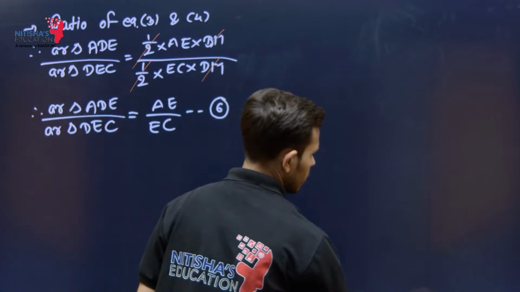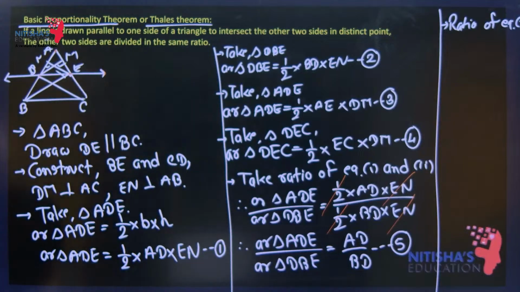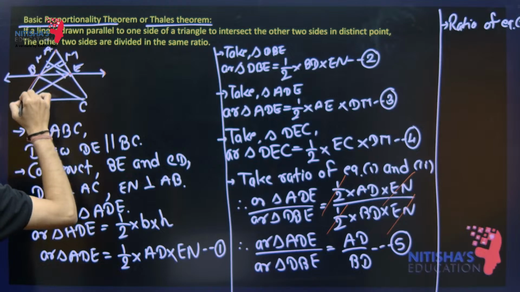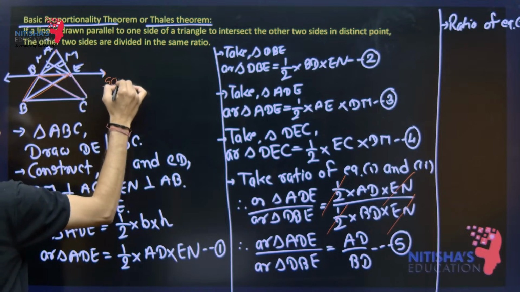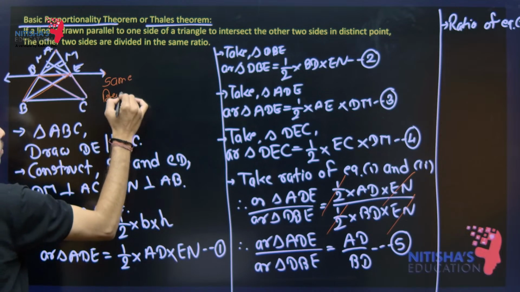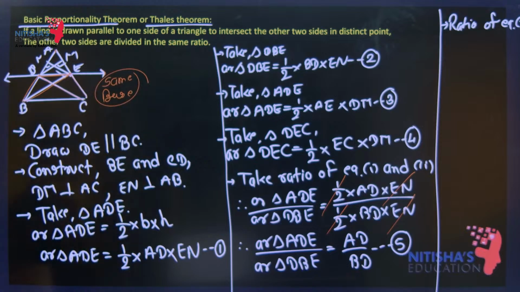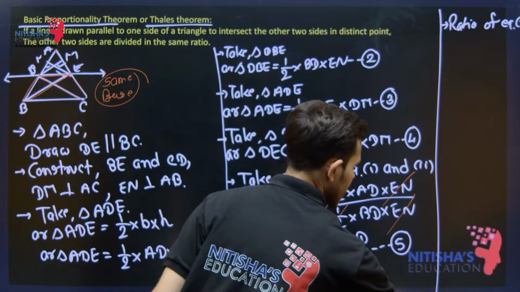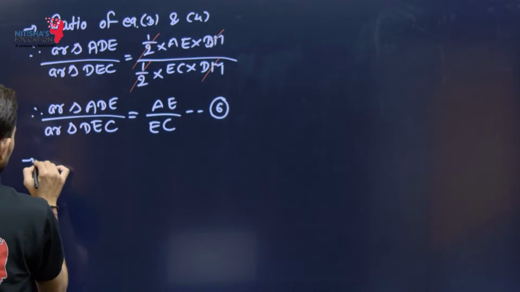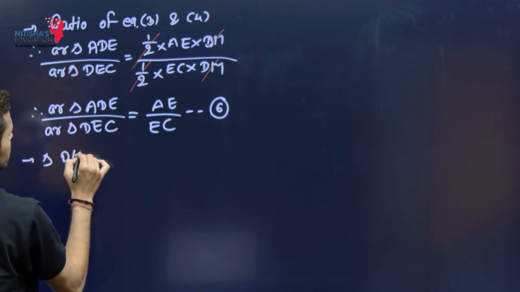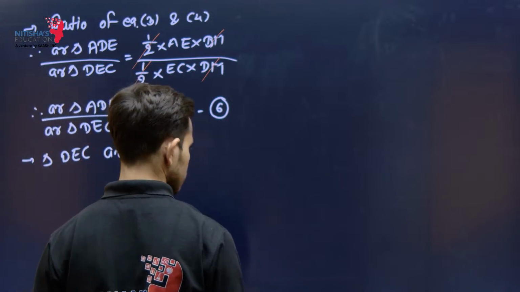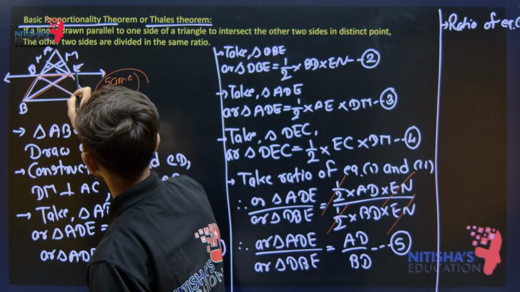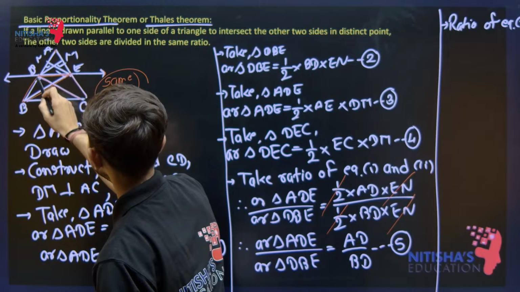Now just observe our diagram. What the diagram says is that here the two triangles, this one and this one, are on the same base, and if two triangles are on the same base, then the areas of those two triangles are also the same, right? So we can take triangle DEC and triangle BDE.